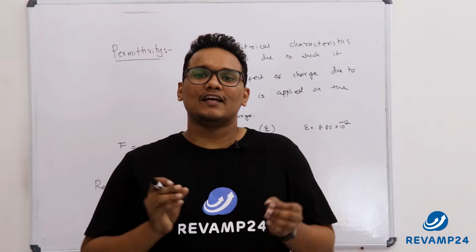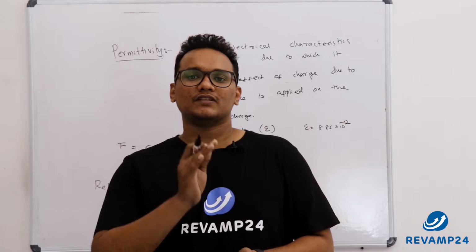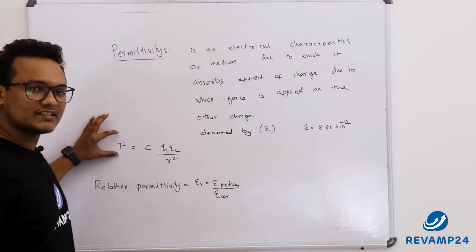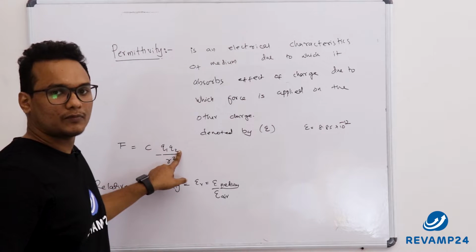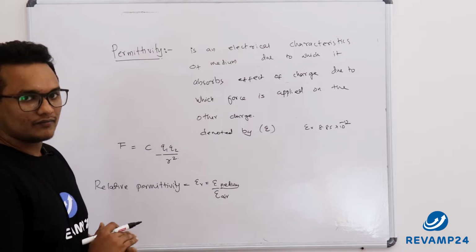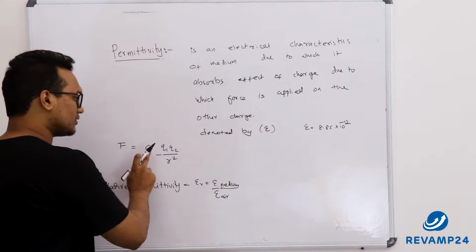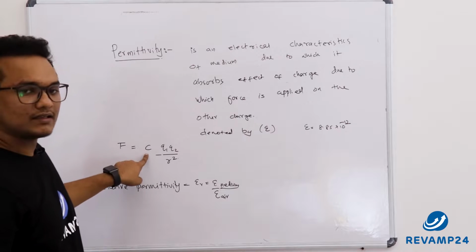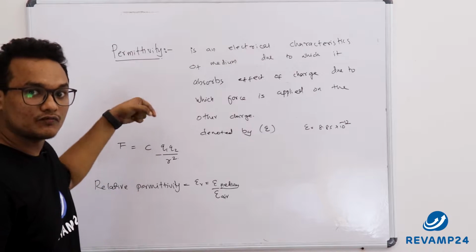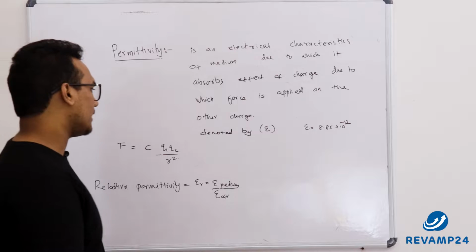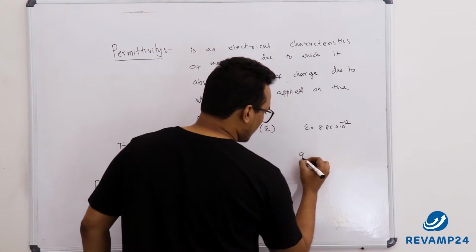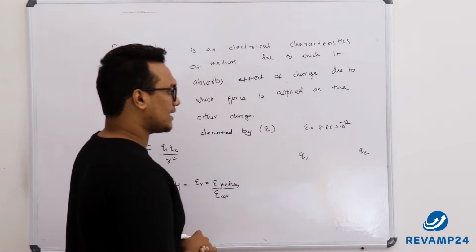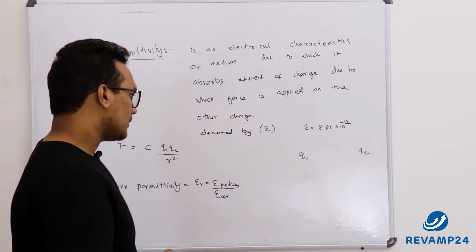In this video, I will explain a very important concept, which is permittivity. In the last video, I explained the force between two charges Q1 and Q2 kept in a medium. We got the value as F is equal to C Q1 Q2 divided by R square. And we have learned that the value of C depends on the medium in which it is placed. So what will happen to the force between two charges when they are kept in different media?